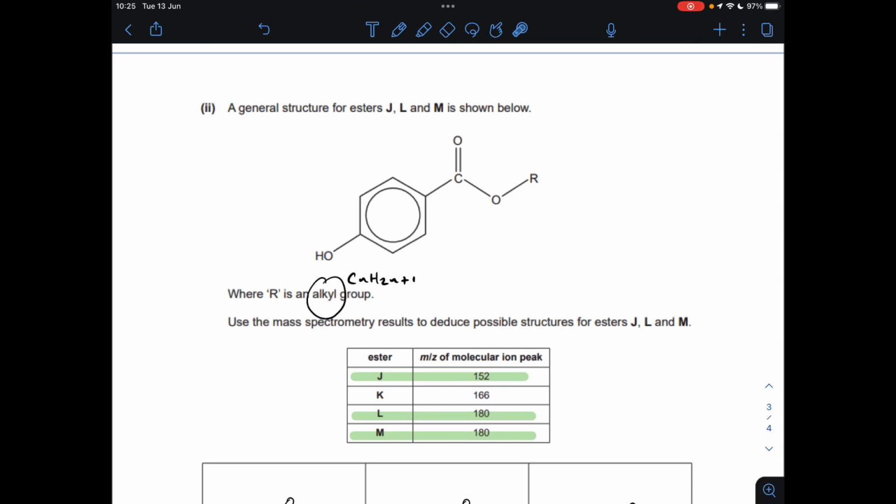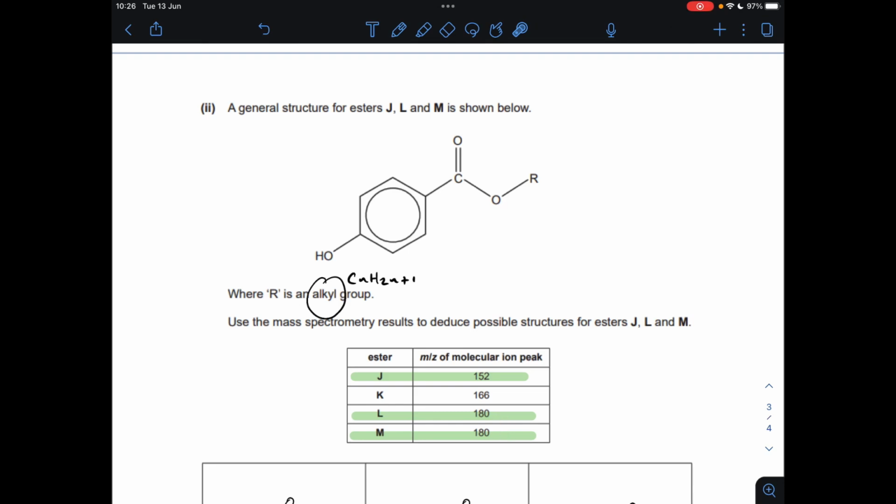So moving on to the last part of the question, where we've got to come up with the structures for esters J, L and M. We've got the general structure there, and we've got the Mr essentially, because that's the M over Z of the molecular ion peak. So J has an Mr of 152, L and M are both 180.